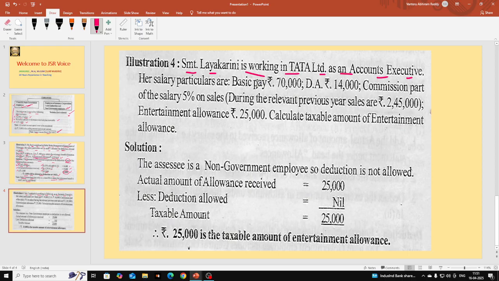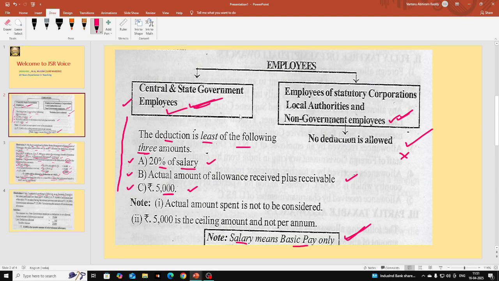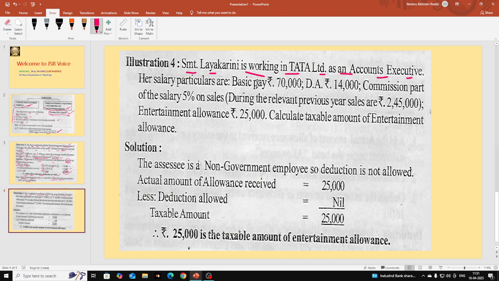By looking into the first line, you have to identify that she is not a government employee, she is a non-government employee. And in case of non-government employees, no deduction is given in entertainment allowance. You should know that. So if non-government employee, will we give any deduction? No deduction is given. So in entertainment allowance, no deduction. But let us read the question completely.